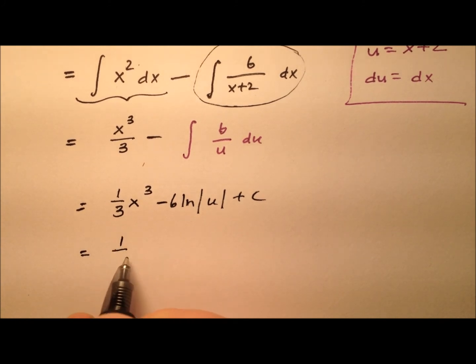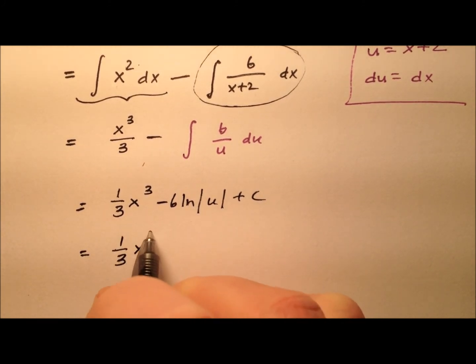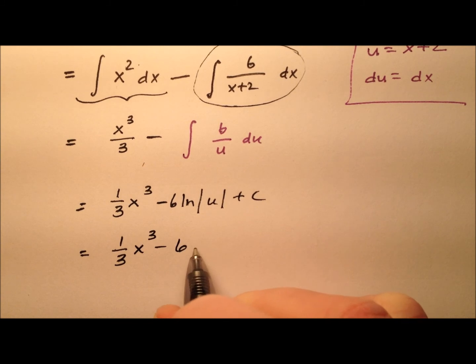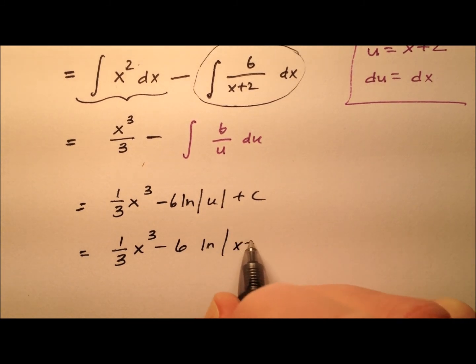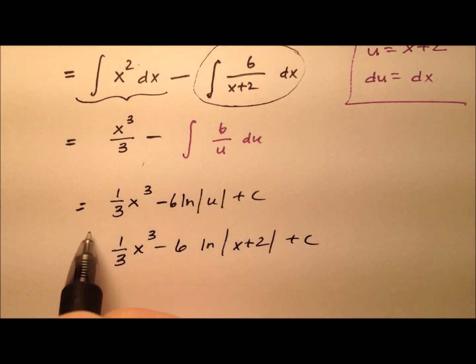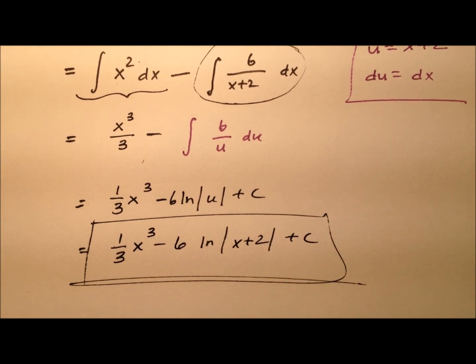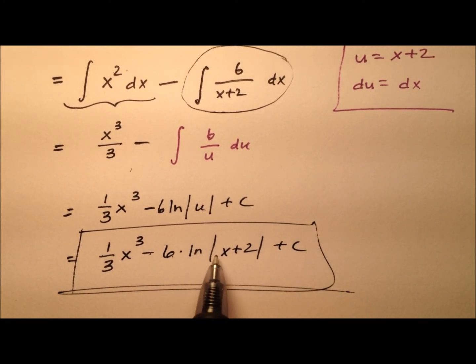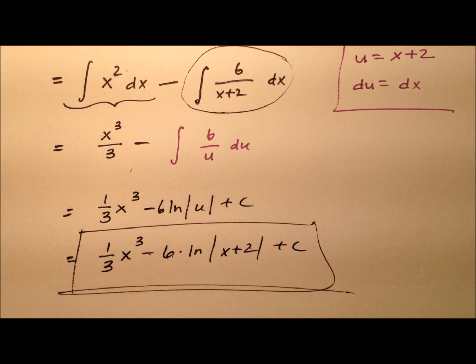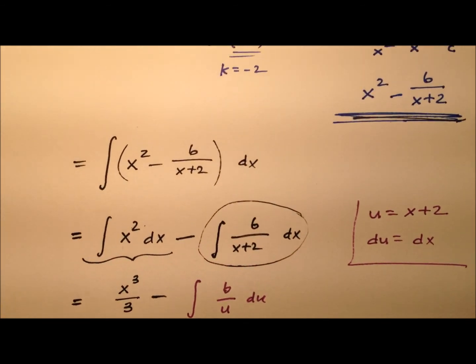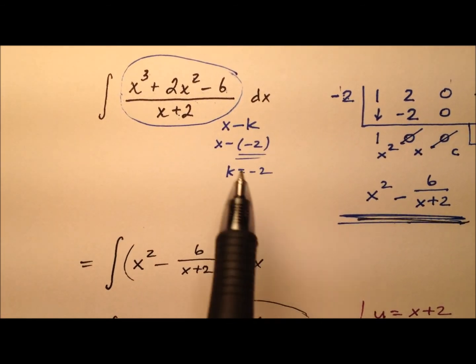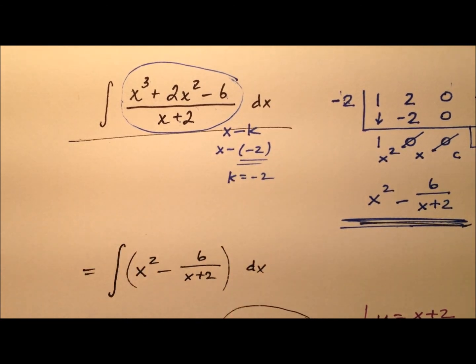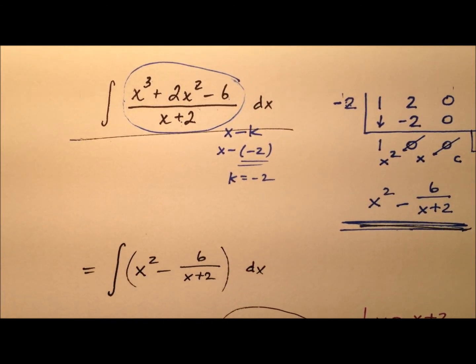So putting that expression back in for u will give me this expression right here. So we have 1/3 times x cubed minus 6 times the natural log of the absolute value of x plus 2, and then of course plus our constant. So we can see that that's going to be the integral of this integrand right here, this rational function.